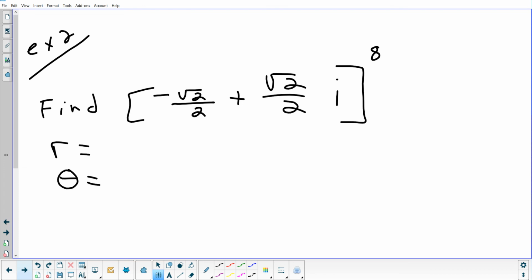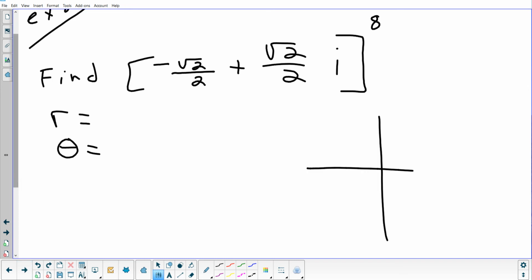Now, technically the problem didn't say to change this to trig form. But if you're going to do that in standard form, it's going to take a little while to FOIL out 8 sets of parentheses. Make sure you do everything right, and you've got fractions, and you've got roots. It's going to be a mess. So, we're going to change to trig form.